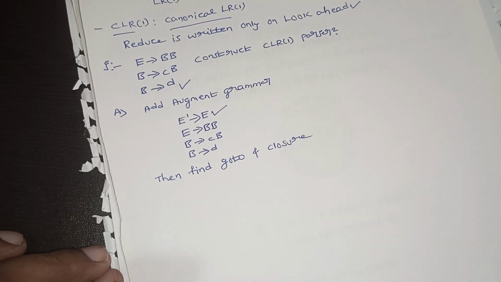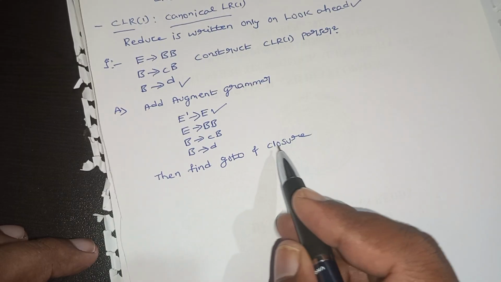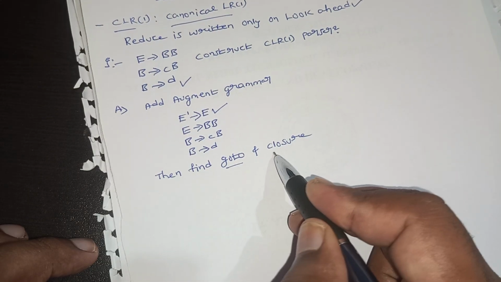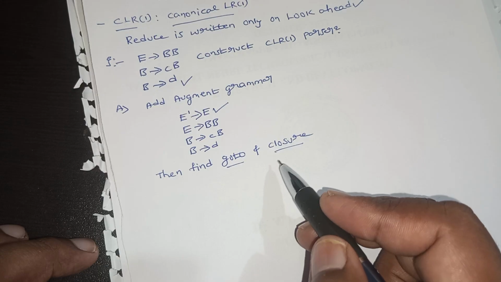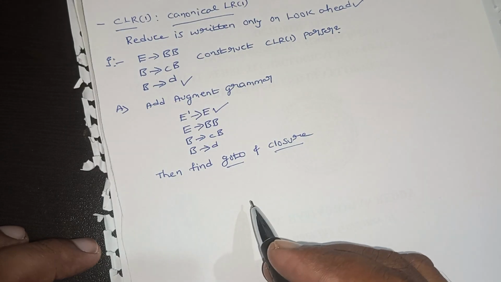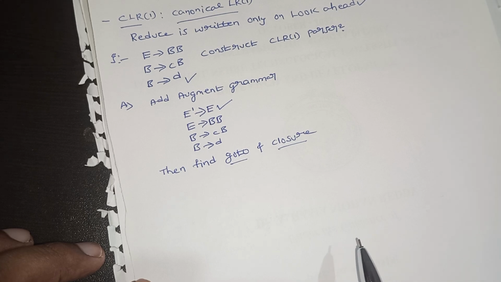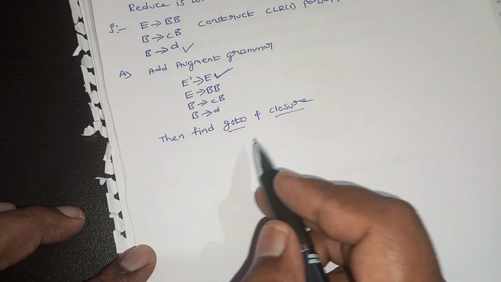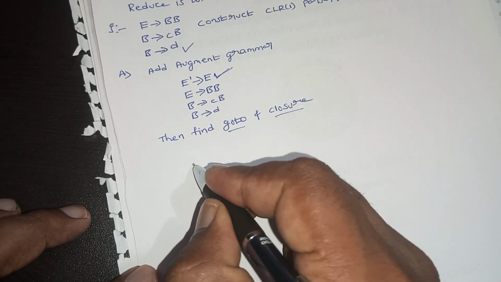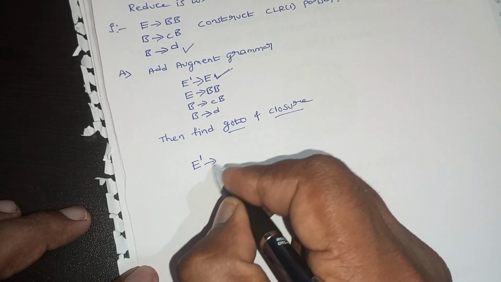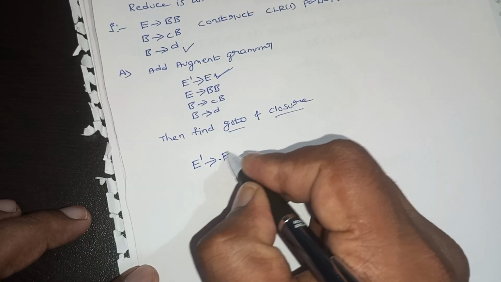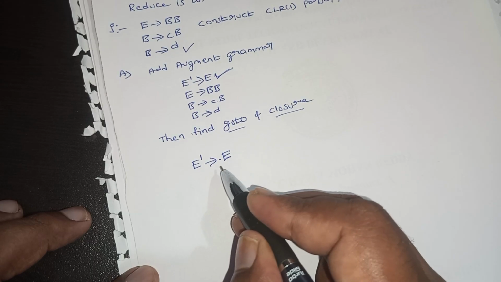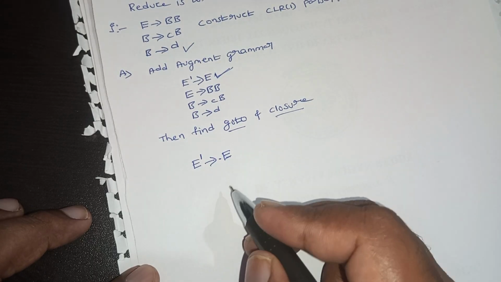Next I have to find the goto and closure, where we have to do something different. You already know closure: you add the dot to the left of the variable. So first take the augmented grammar, and take the first rule. Now I am finding the goto and closure: E dash tends to dot E. Adding the dot to the left of E is called closure.